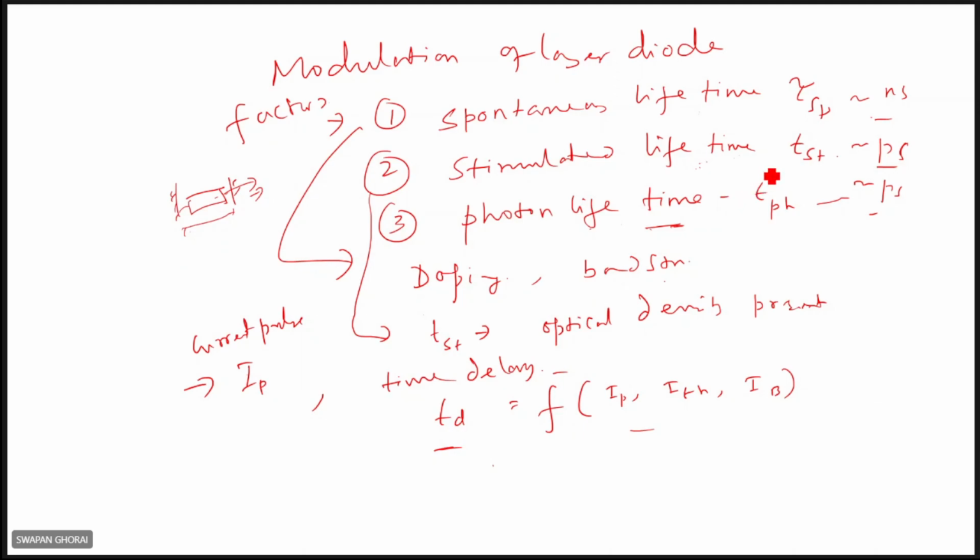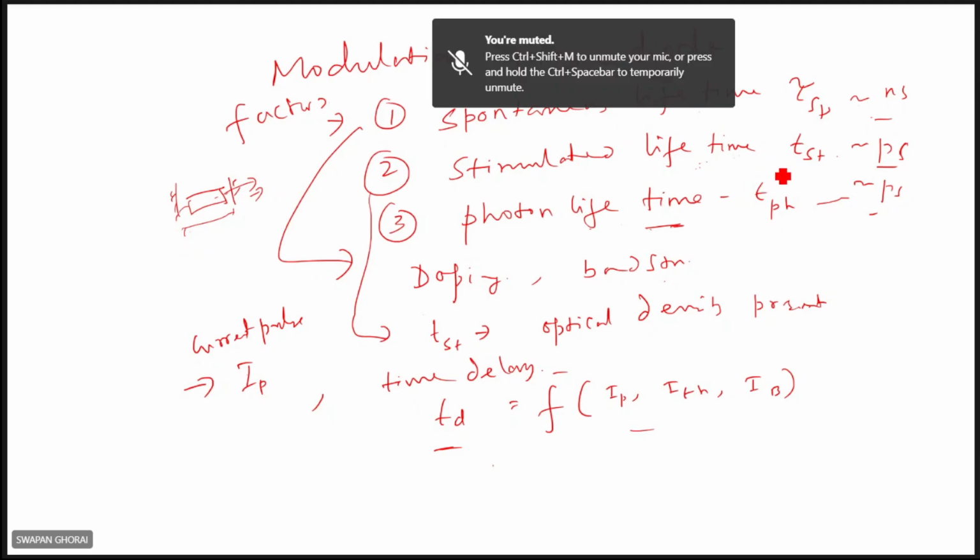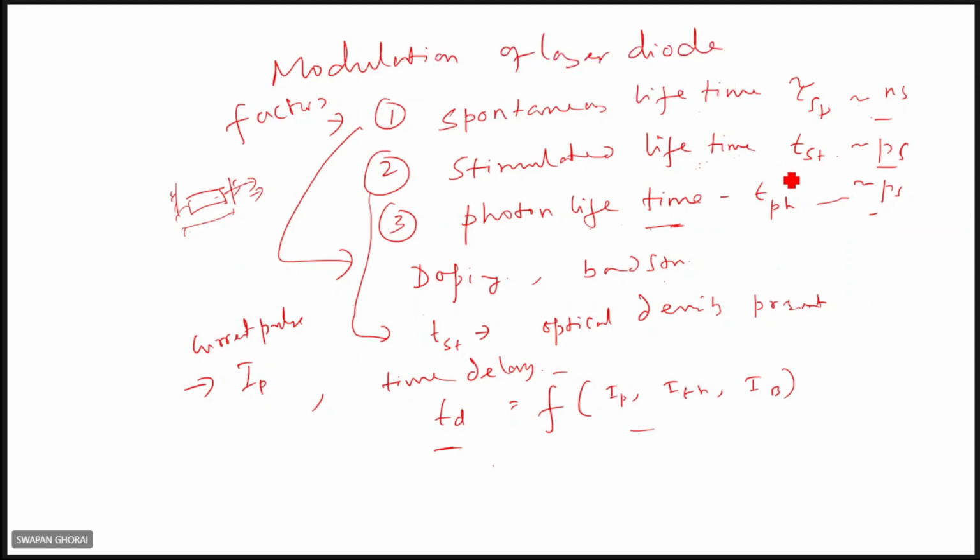Between the application of the current pulse and the onset of radiation, you will not get the emission of light immediately; some delay is there. That delay depends upon the threshold current, the current pulse, as well as the bias current. If this delay is minimum, the modulation rate will be very high. Otherwise, the modulation rate will be slow.